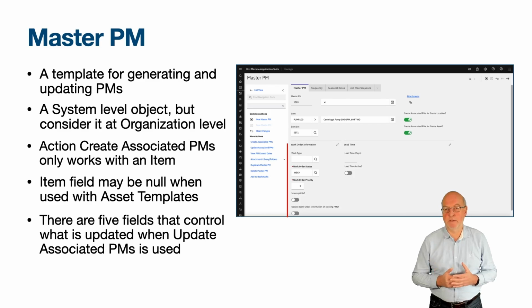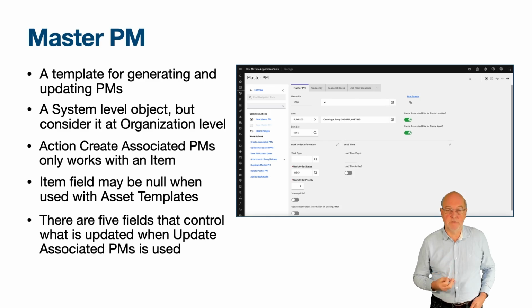In the work order information section, there are 4 fields: work type, work order status, work order priority, and interruptible. You should consider all these fields as mandatory, although work type is not. These fields are copied onto the generated PM record and will then flow through to the work orders generated from the PM. Work types are defined against an organisation in Maximo. This is part of the reason for considering Master PMs only at the organisation level. The work types you can select are those defined against the work order class of work order.